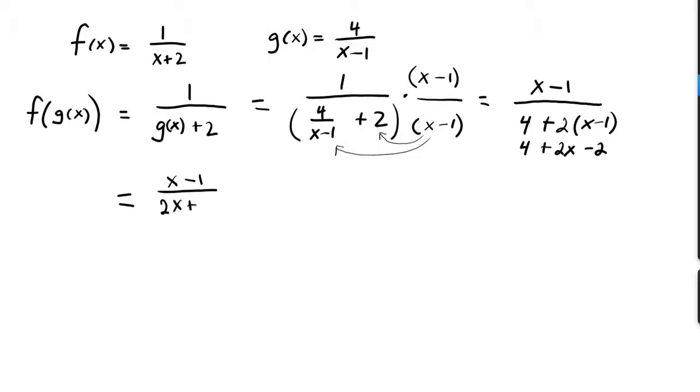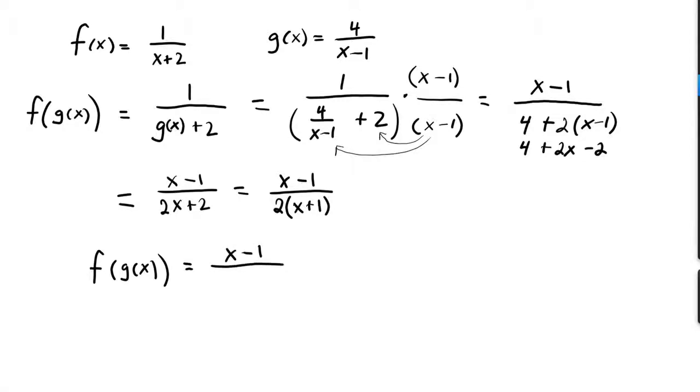2x plus 2. And then the last thing I can do here, just to make my point, is to factor the 2 out of the denominator. Alright, so I end up with f of g of x equals x minus 1 over 2 times x plus 1.